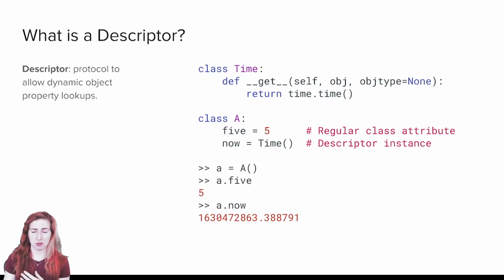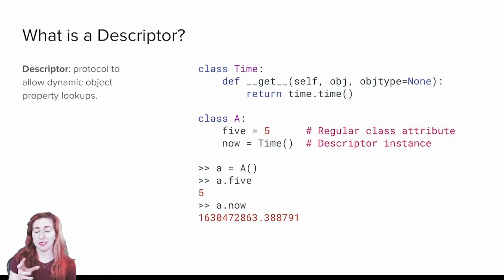The benefit of descriptors is that you can have dynamically computed property lookups. So here you have a class called Time, and Time is a descriptor here, and it has a method called __get__, which returns the current time. Then you have another class called A with two properties, one of which is a standard property called five that always just returns 5, and a second property called now, which will return the current time if you call it.